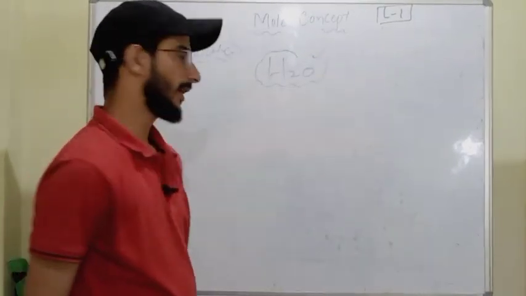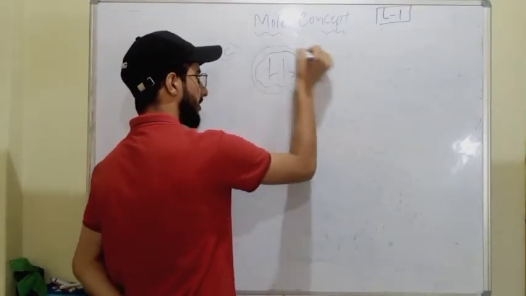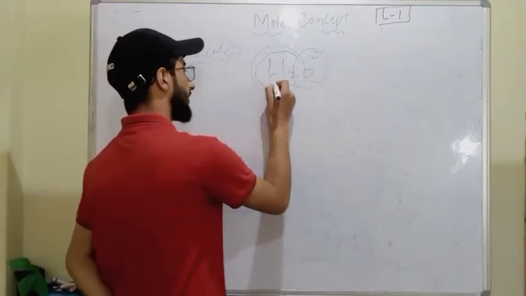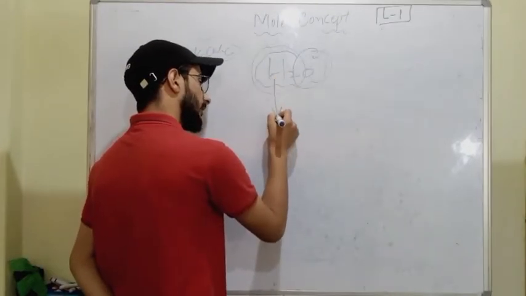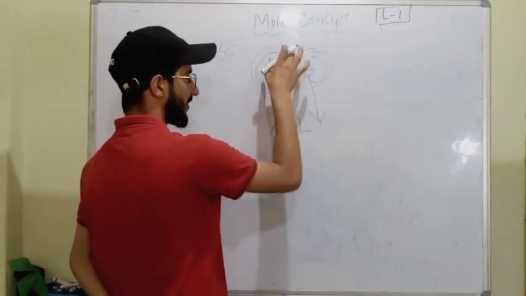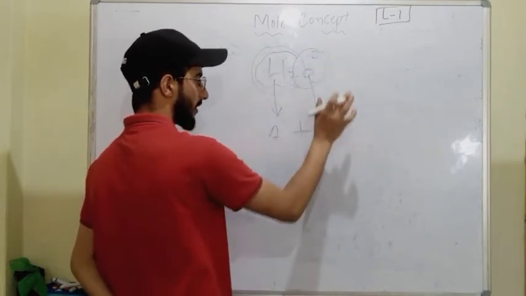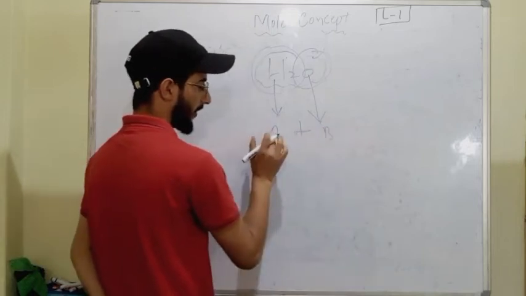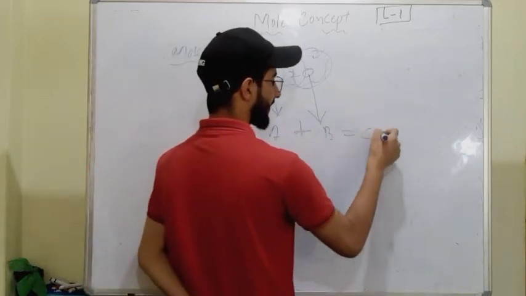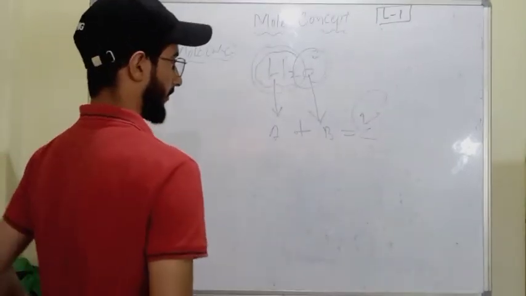If I am going to calculate the molecular mass, we know it is made up of hydrogen atoms and an oxygen atom. We have to calculate the individual atomic mass of hydrogen and of oxygen. If the individual atomic mass of hydrogen in the water molecule is A and of oxygen is B, then we add A plus B and get C, and this C is the molecular mass.